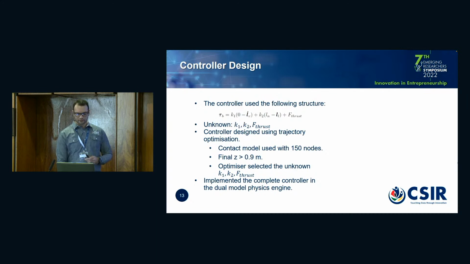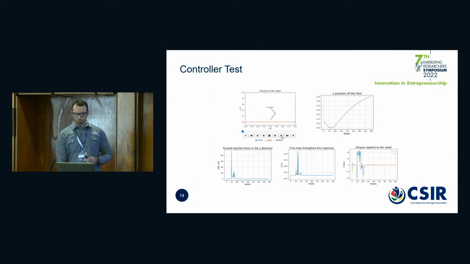So we can see that the controller was tested. It was dropped from 0.8 meters above the ground, and the optimizer, having full control of these variables, successfully picked the gains and the thrust force for the controller. The controller was then implemented in the dual model physics engine and produced the following results, as you can see on the slide. We can see that the robot falls and hops up due to the torques applied, and the impulsive ground reaction force is captured correctly.